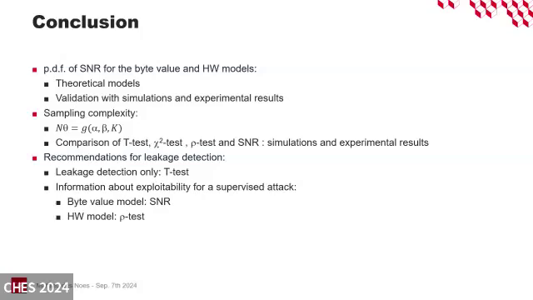So at the end, what are the recommendations for us is, if we are only interested in detection, then there's no question we have to use the t-test. If, in addition, we are interested in exploitability of the leakage detection, if we use a byte value model, it's easier to use the SNR. If we want to test the Hamming weight model, it's better to use the correlation.